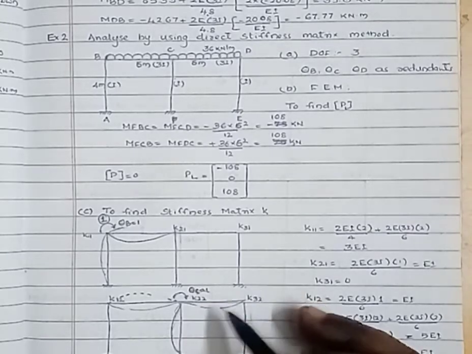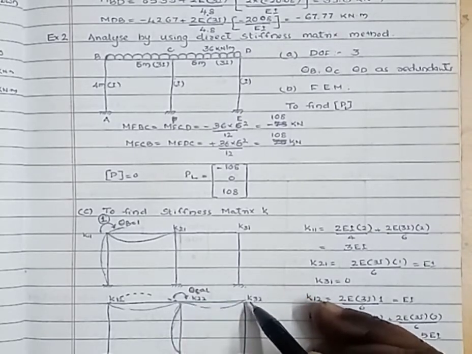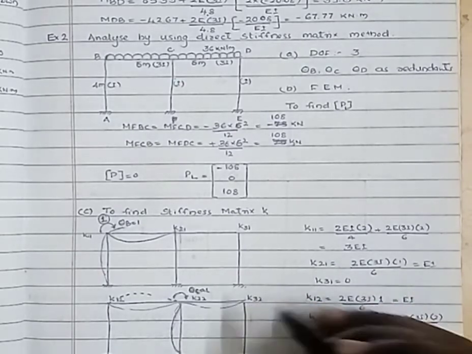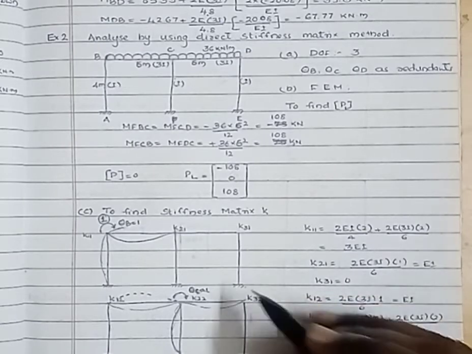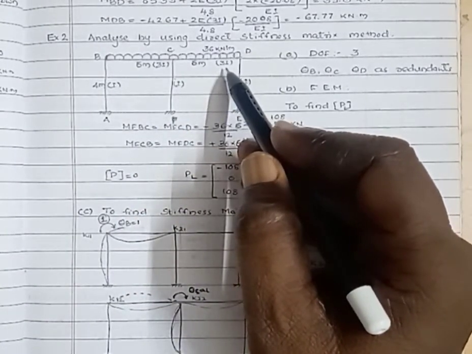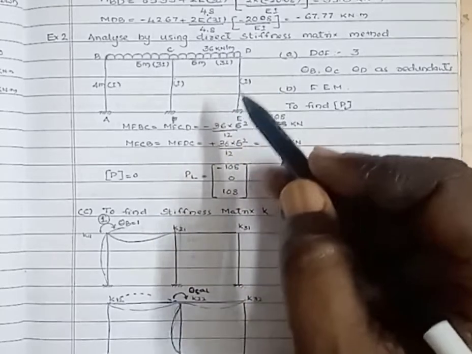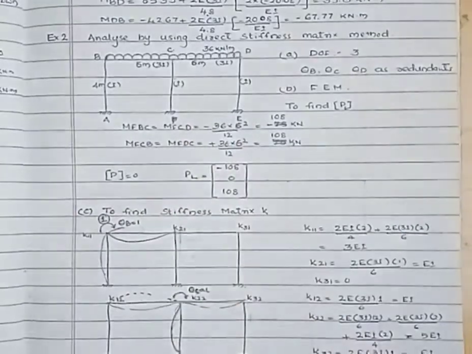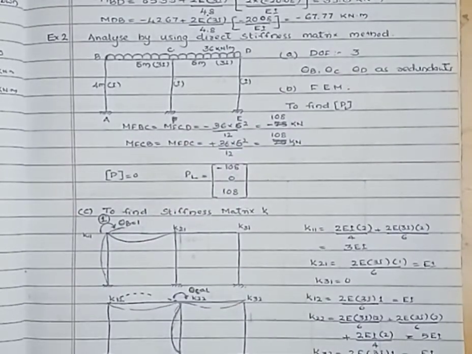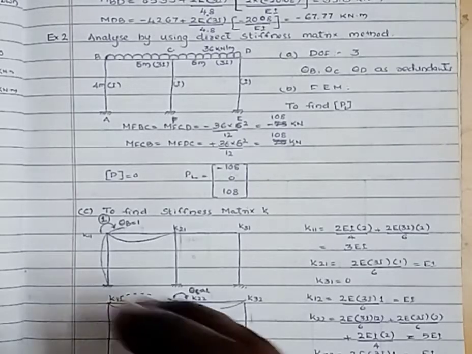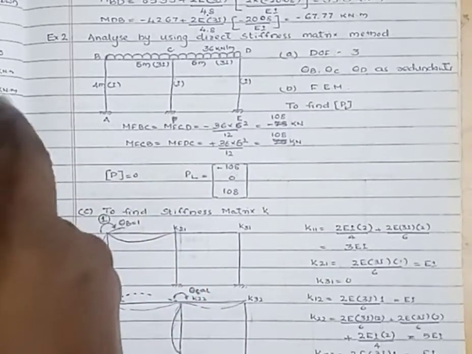Then due to the unit rotation at 2, the stiffness value at 3, that is K32, this becomes the far end, that is 2EI by L. Here 2E into 3I, the moment of inertia is 3I divided by length of the span is 6. After simplification, here we will get K32 equals 1EI. Now we can apply the unit rotation at 3.